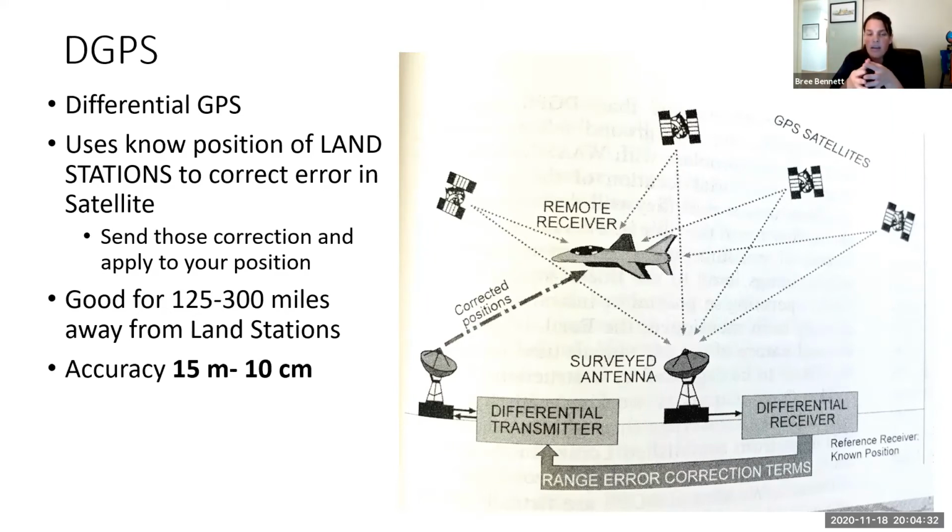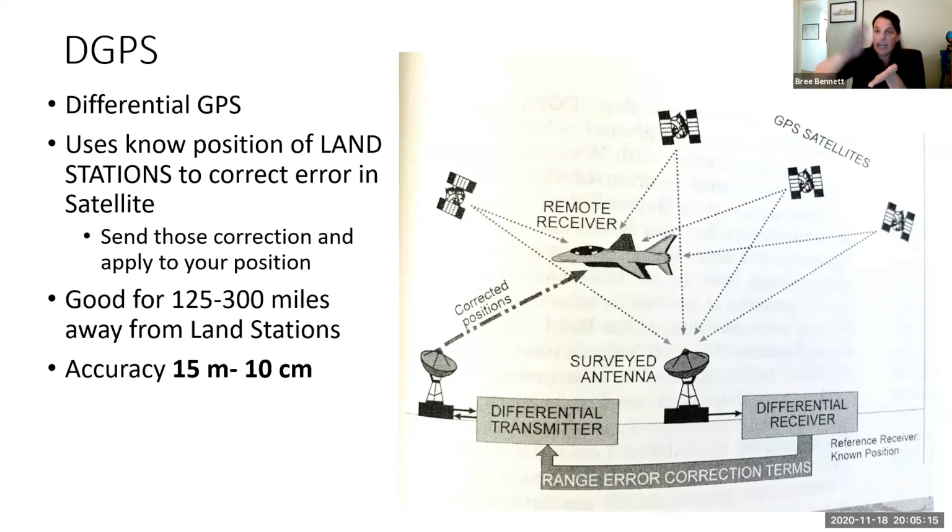I'm pretty sure there's one if you drive down to Carlsbad or down to San Diego, past Camp Pendleton. It's kind of like a white little tower thing. Anyways, that is a land station, and it's kind of acting as a receiver. So the satellite can send out its signal, the land station receives it, and it can calculate any error. It can say, oh, there was a little bit of error in that satellite.